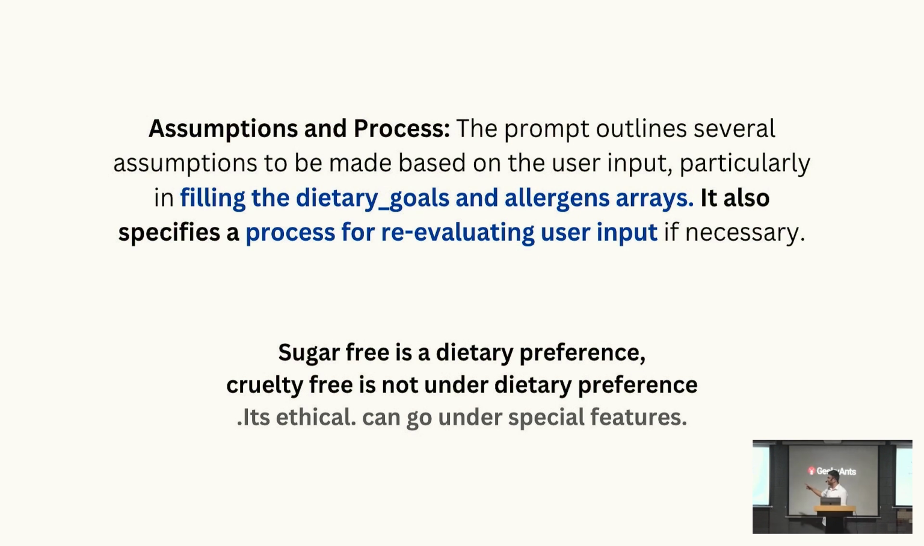And this is what I was speaking about, because I provided a data set of arrays. I think it kind of used it as a training mechanism, and I suddenly found it out on one of the queries where sugar free is a dietary preference, but it was trying to push cruelty free as a dietary preference. But possibly it's an ethical issue, right? It's not something that you would search for as a diet, and it can go under special features. So the model should know about these things.